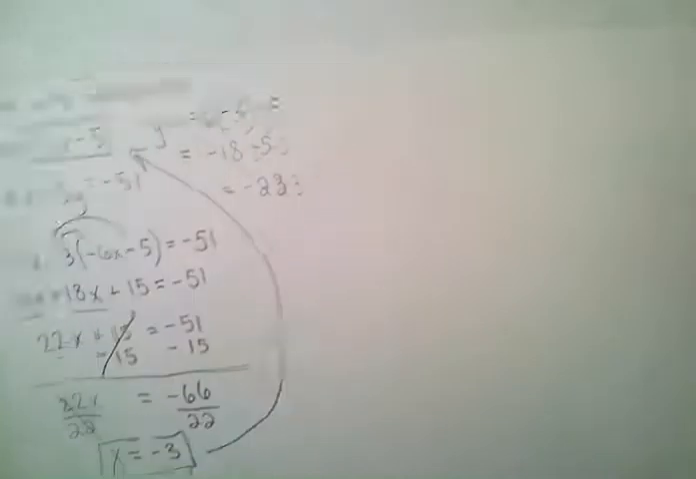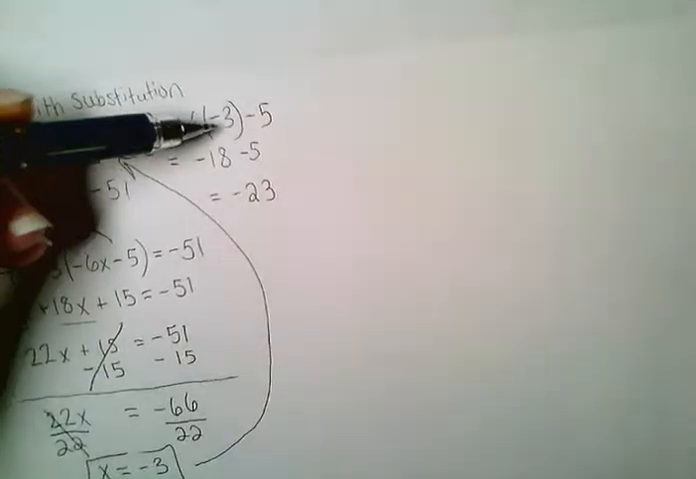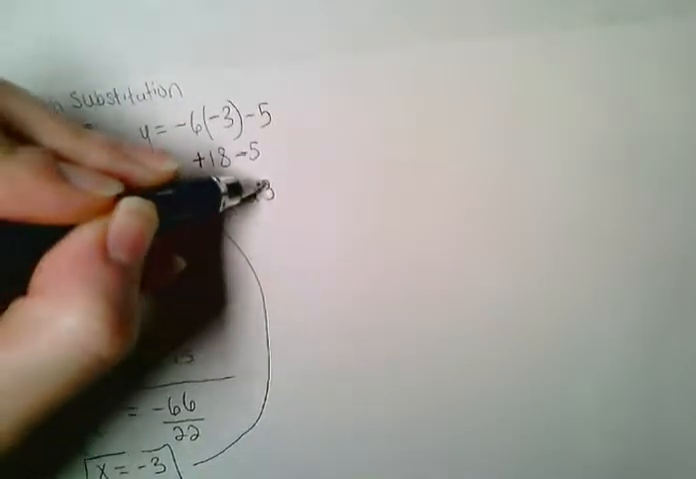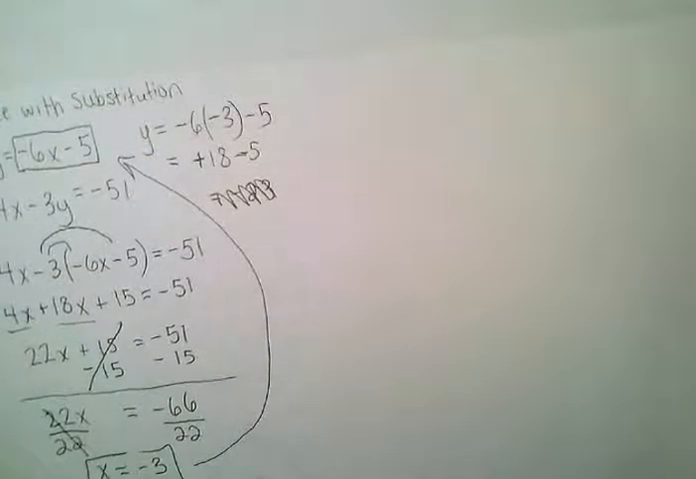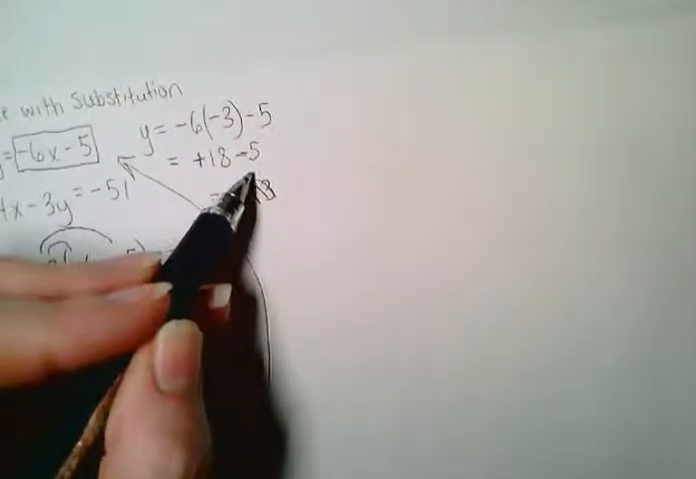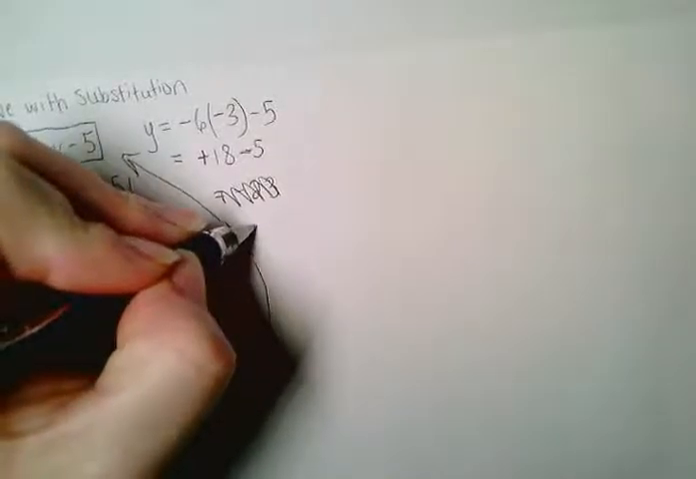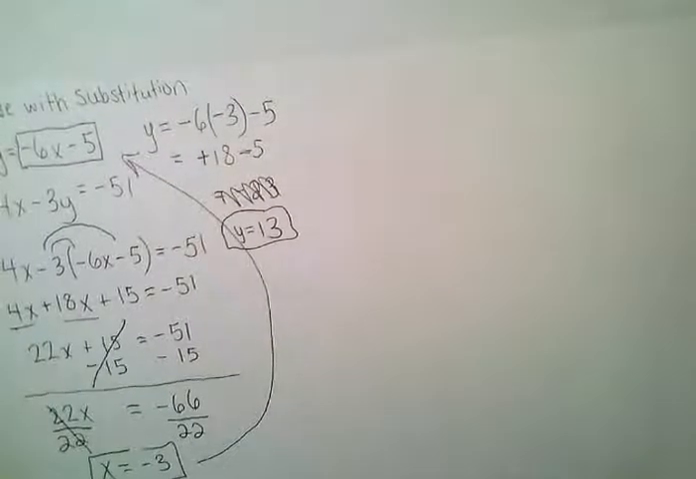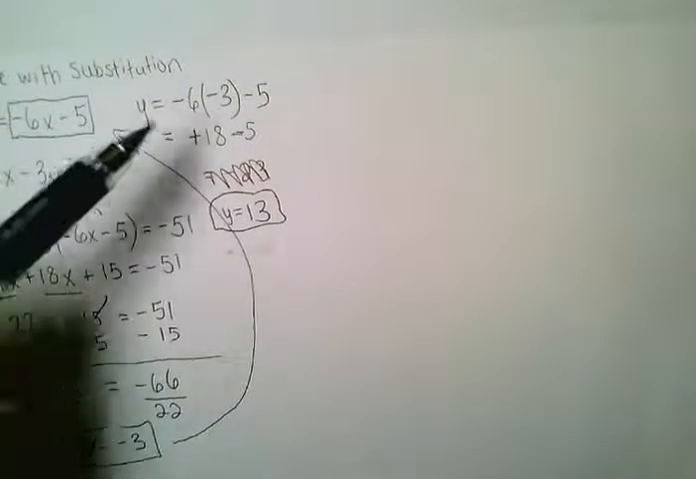There's something wrong. Negative 6 times negative 3 is positive 18. There we go. I knew I made a mistake. So positive 18 minus 5 is just positive 13. So that's our answer for y. You have to be careful with those signs.